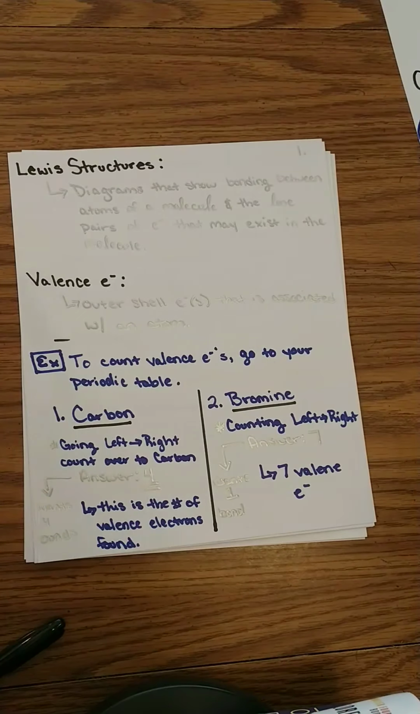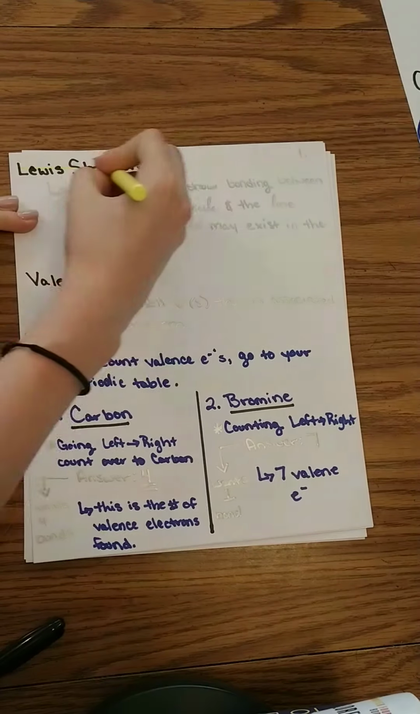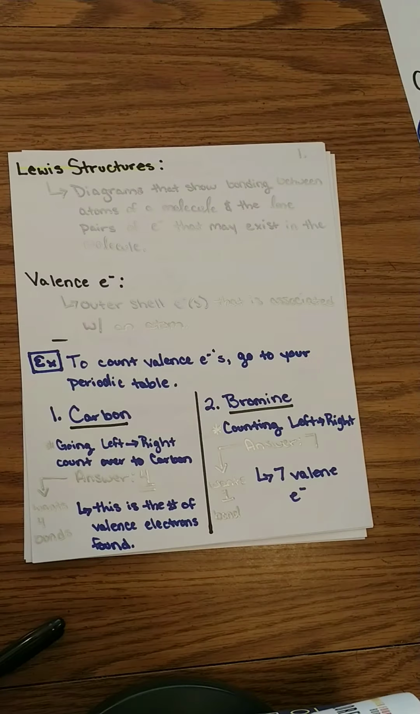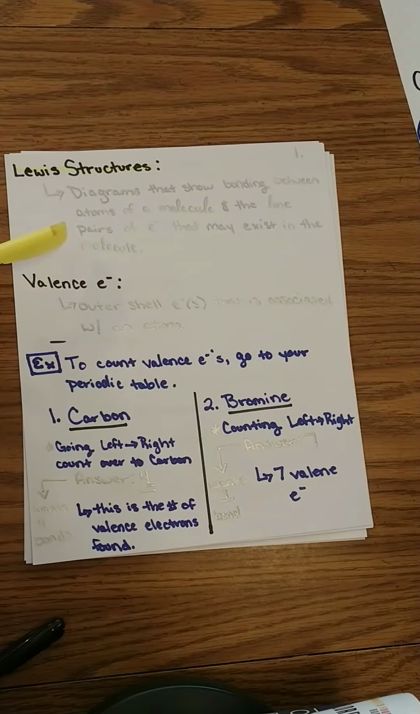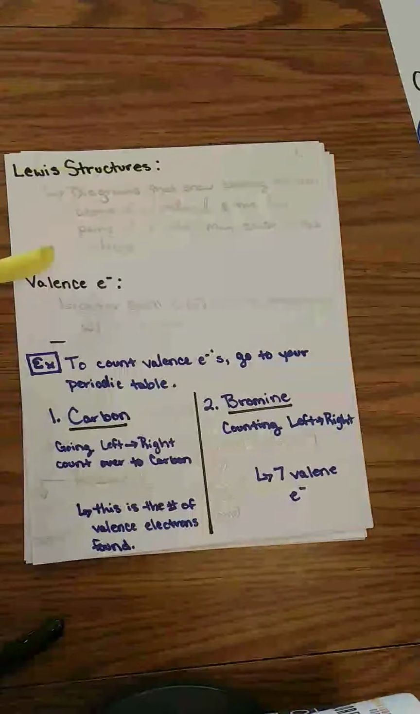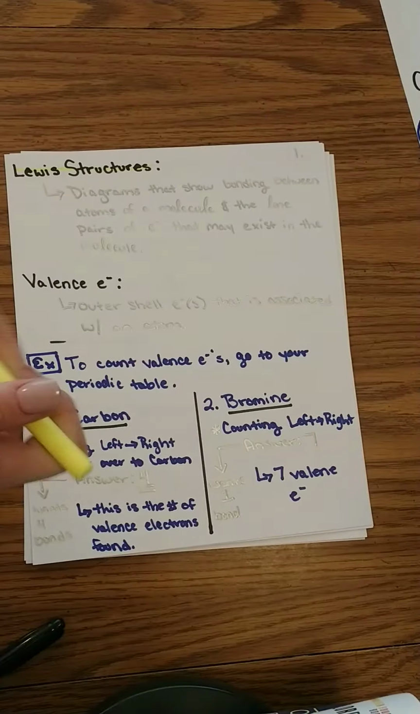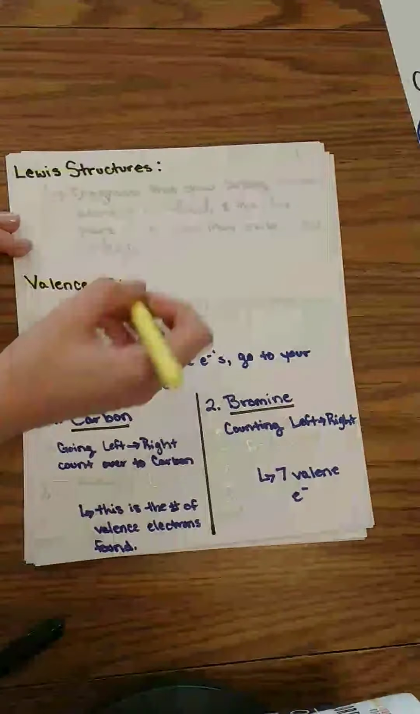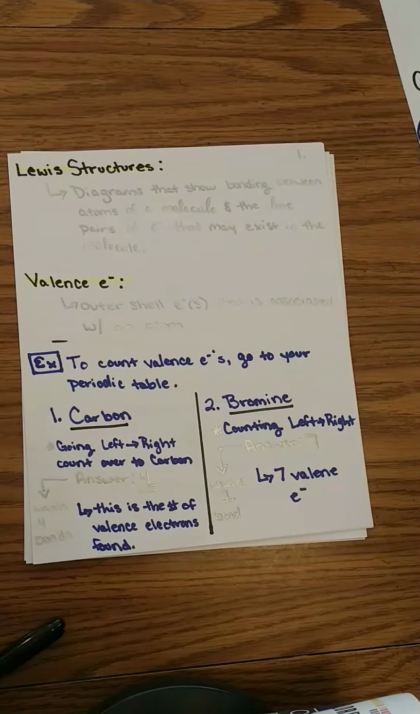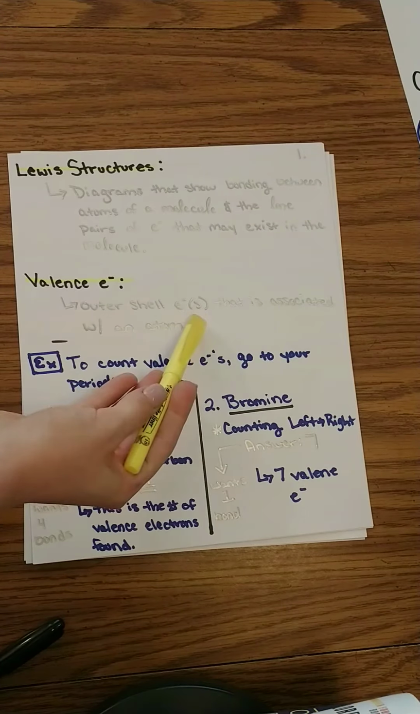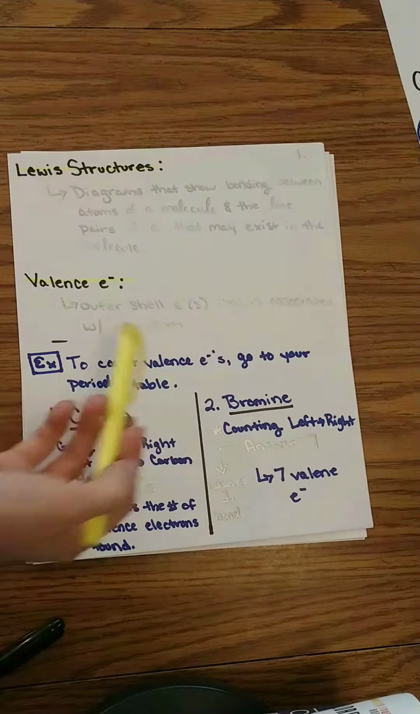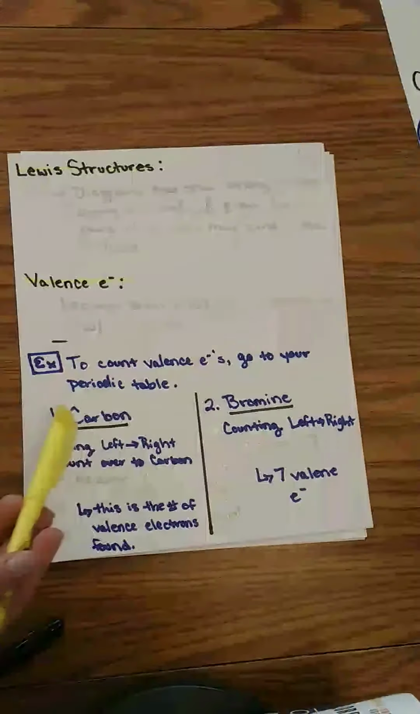Lewis structures. Lewis structures are diagrams that show bonding between atoms of a molecule and the lone pairs of electrons that may exist in the molecule. To find the Lewis structures, we have to be able to count valence electrons. Valence electrons are the outermost shell of electrons that are associated with an atom.